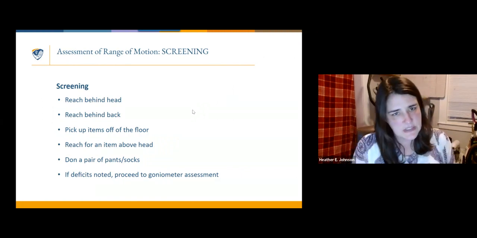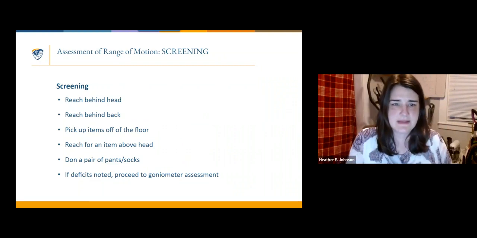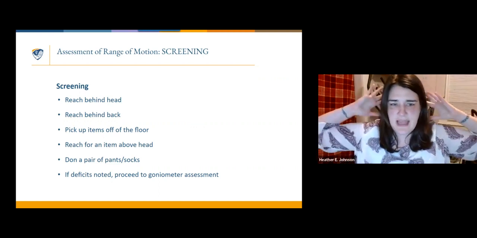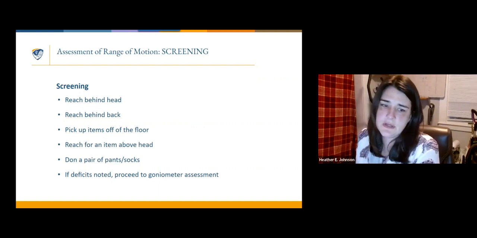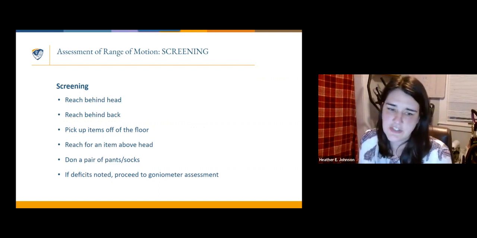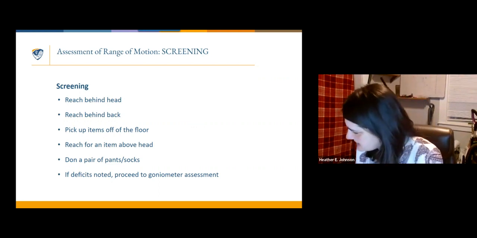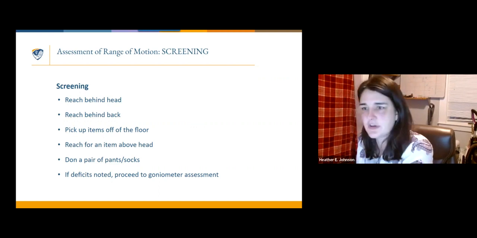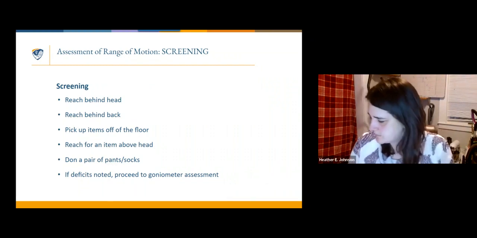You can use screening to assess range of motion initially with your client by doing a functional assessment. See what your client is able to do. You can ask your client to reach behind their head, reach behind their back, pick up items off the floor, reach for an item above head, don a pair of pants or socks, and if a deficit is noted, proceed to the goniometer assessment. But a screening is very helpful for assessing multiple joint movements or combined movements and help you determine if it's important enough to move on to a more standardized assessment.